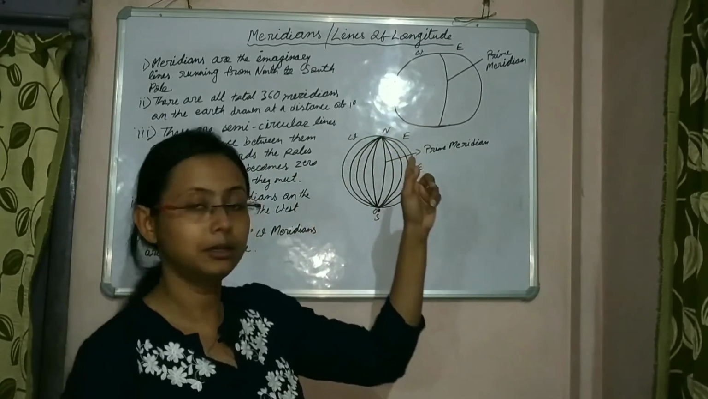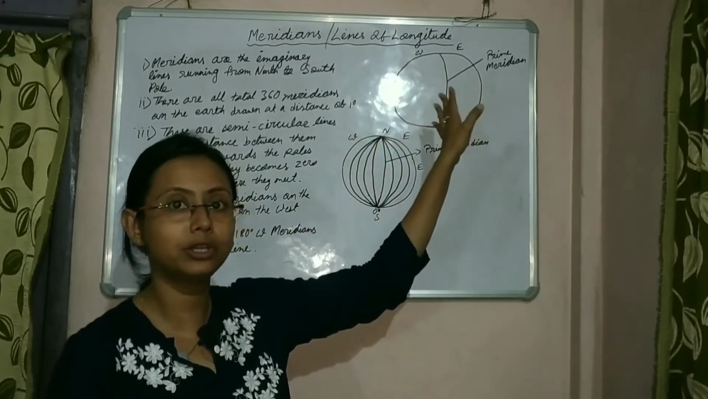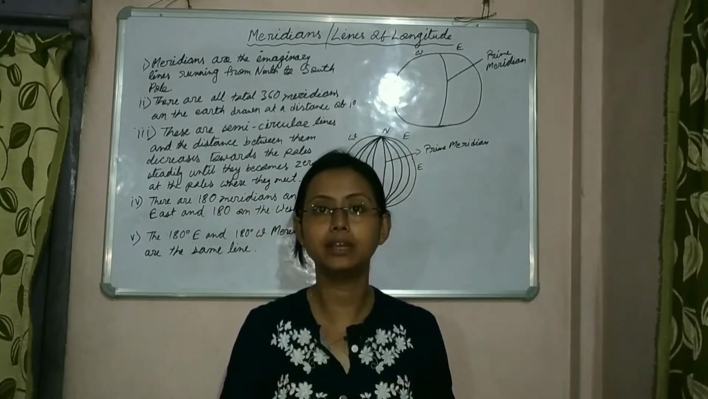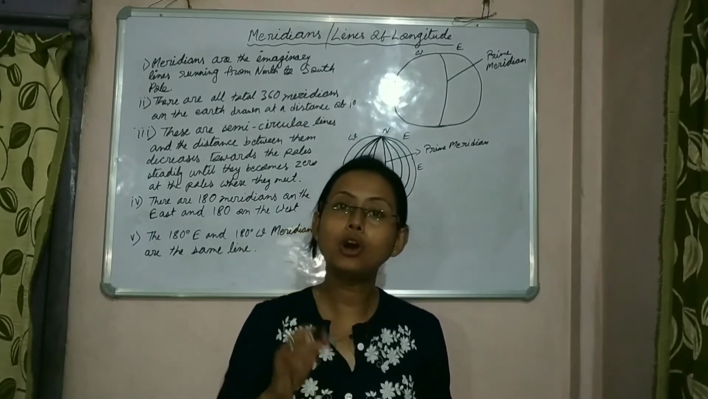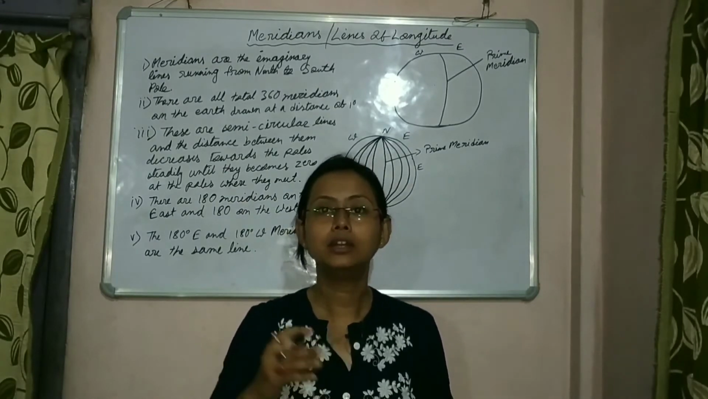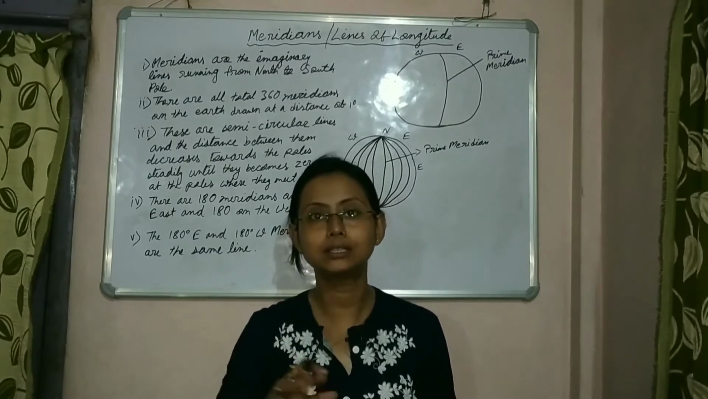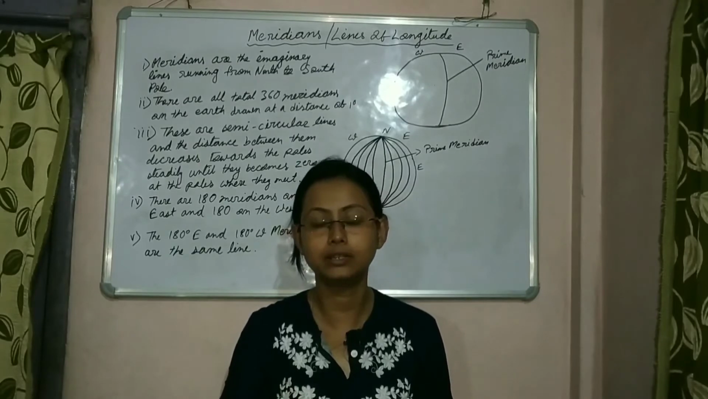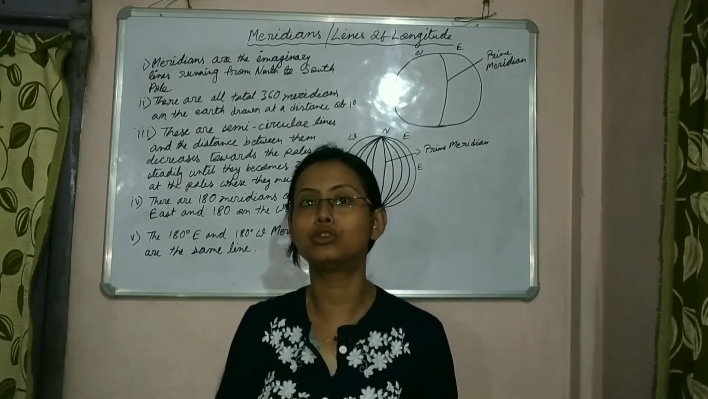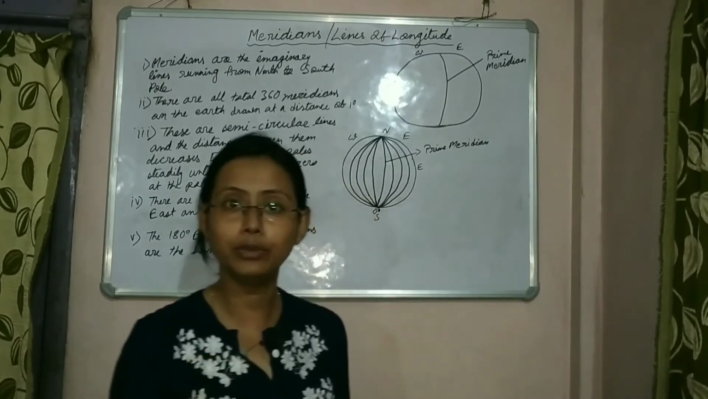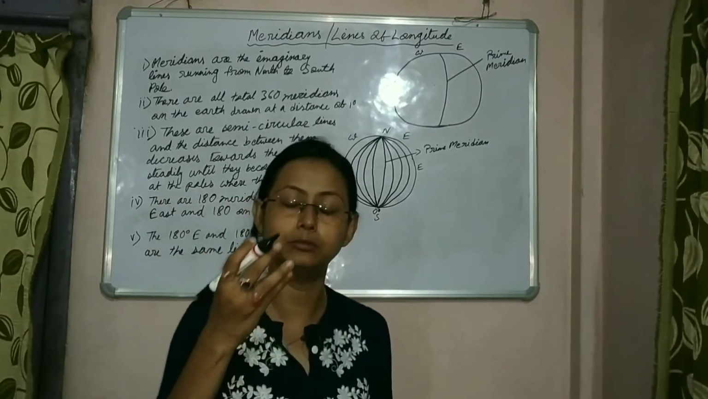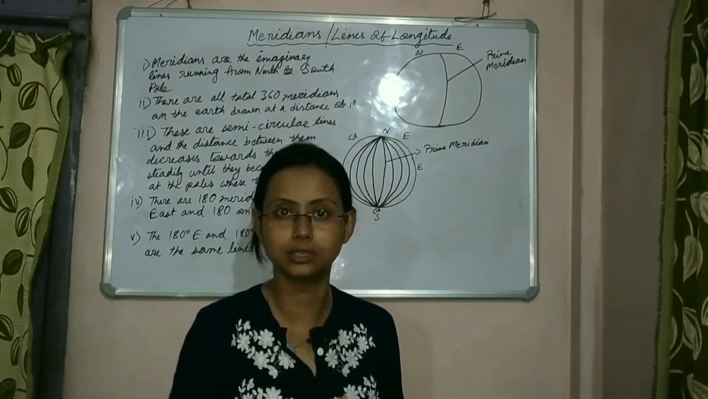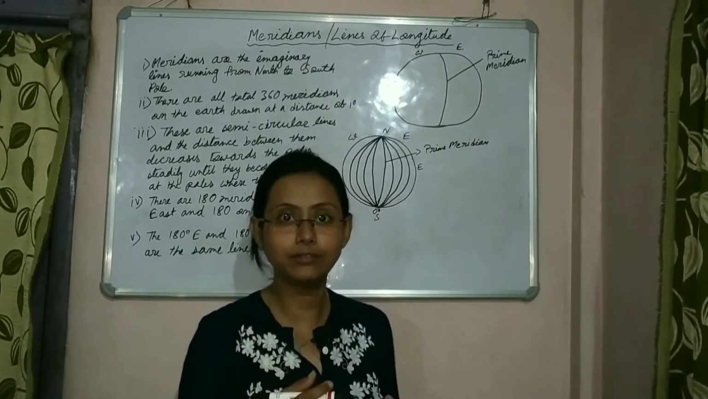So, we know that the prime meridian is the 0 degree meridian, and that a total of 360 meridian lines are imagined. All these 360 meridian lines are drawn at a distance of 1 degree, just like the parallels. The 181 parallel lines are drawn at a distance of 1 degree. Similarly, the meridian lines are also drawn at a distance of 1 degree. Now, this 1 degree distance is the angular distance between the meridians. How can we find that out?